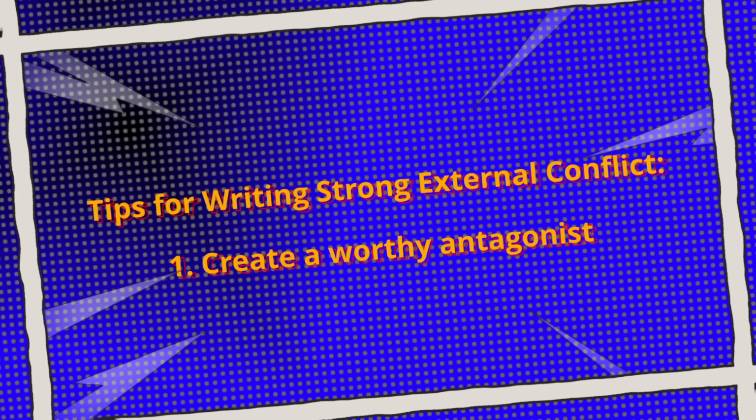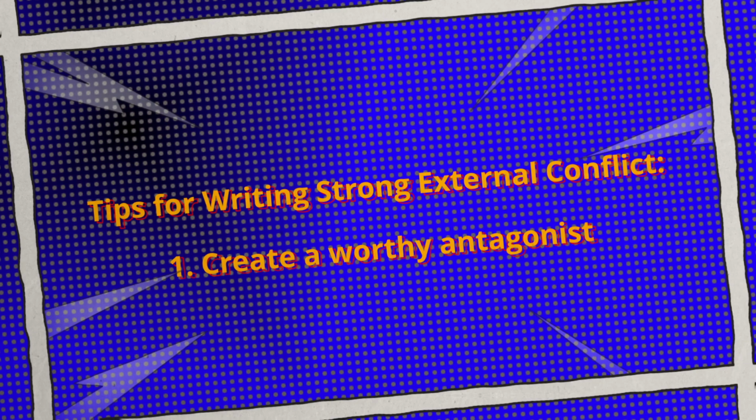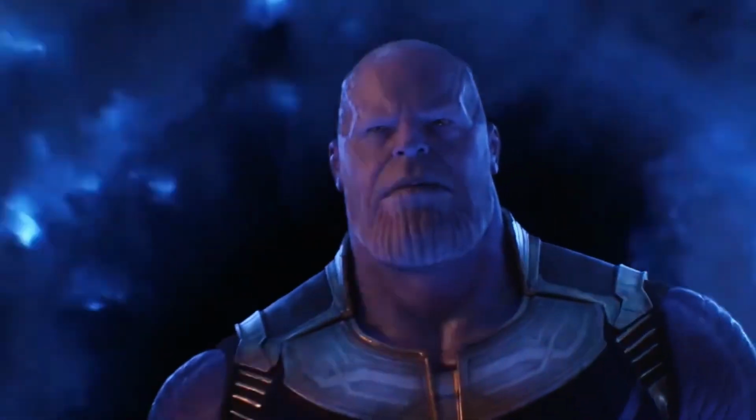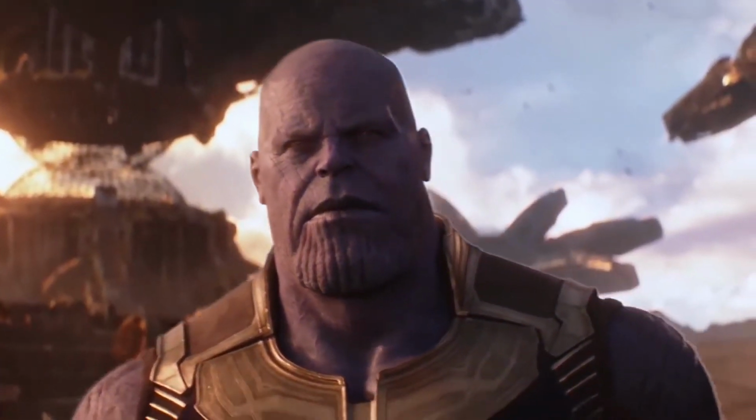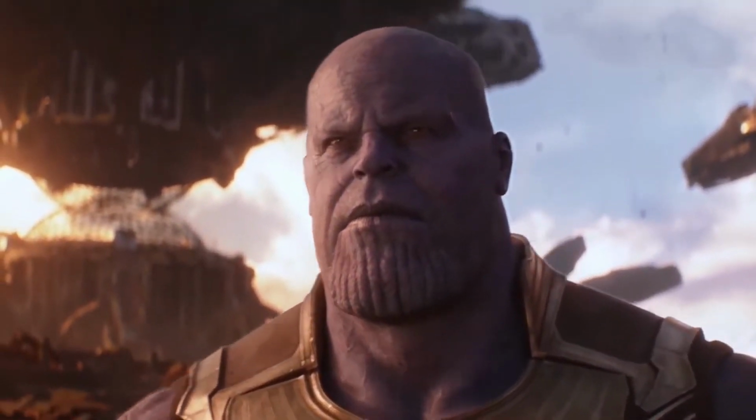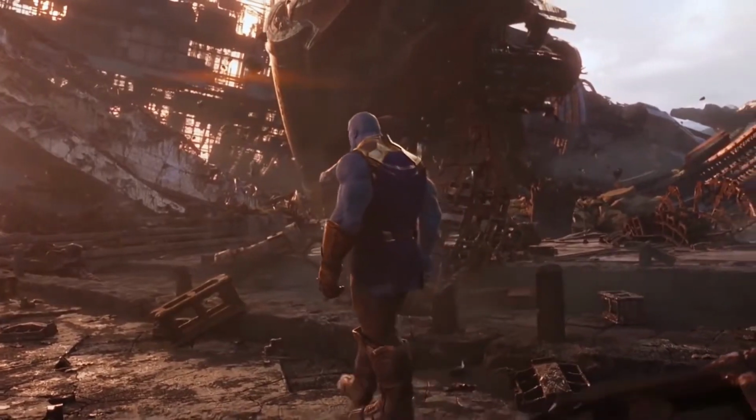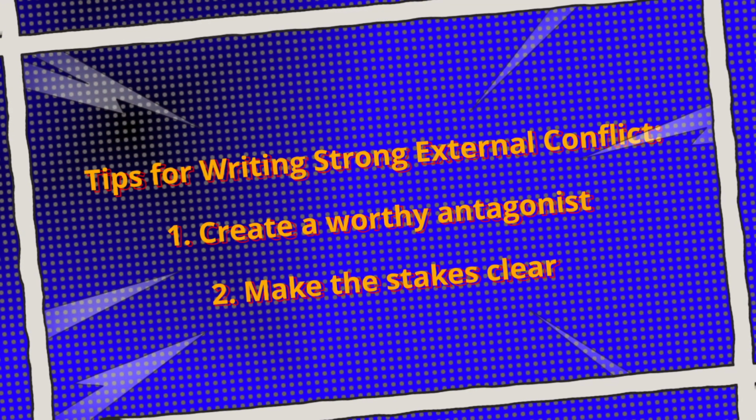And when it comes to writing strong external conflict, start by creating a worthy antagonist. A strong villain or opposing force makes external conflict more intense. They should challenge the hero's strength and force them to grow. For example, Thanos in Avengers Infinity War has a clear ideology and presents an overwhelming threat that forces the heroes into action.